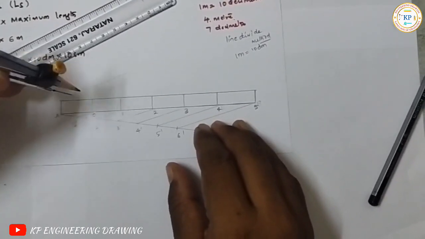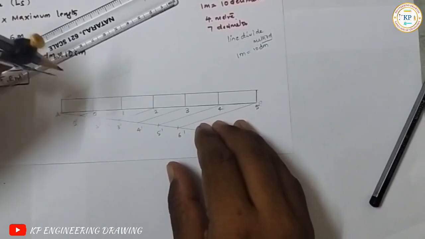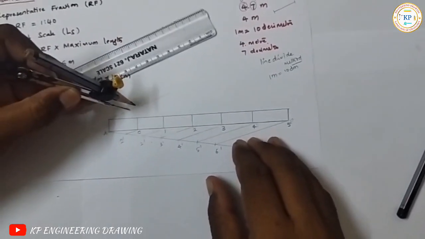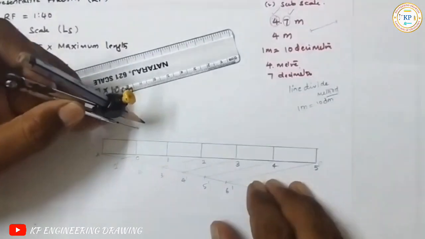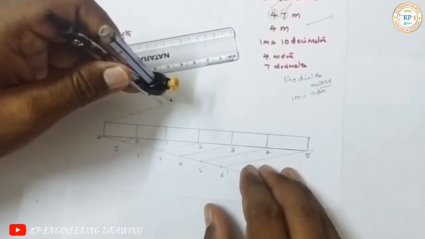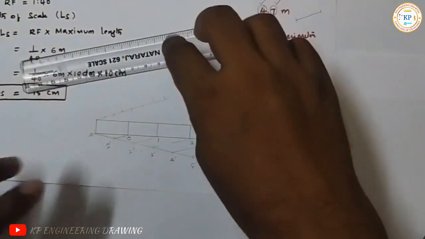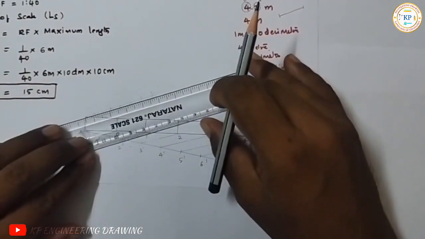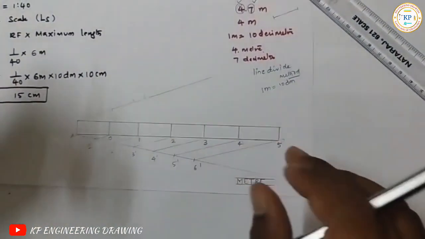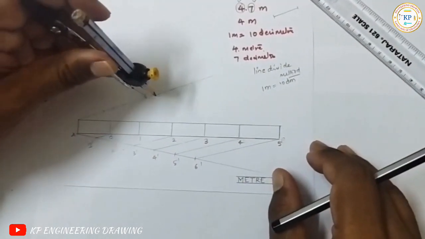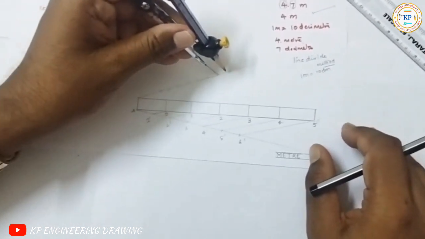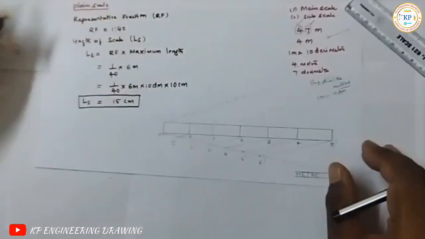So 1, 2, 3, 4, 5, 6, 7, 8 with same radius, 9 and finally 10. Right?